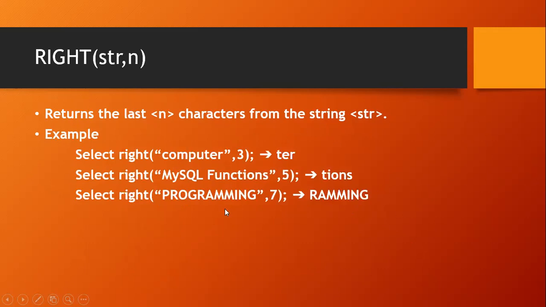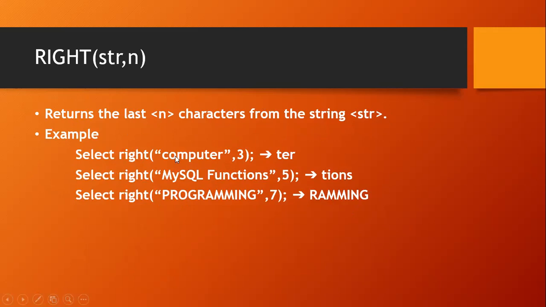Next function is RIGHT. You will be having two arguments, that is the string and the number of characters to be extracted. And what does this function return? It returns the last n characters from the string, or it will be returning the n characters from the right side of the string.